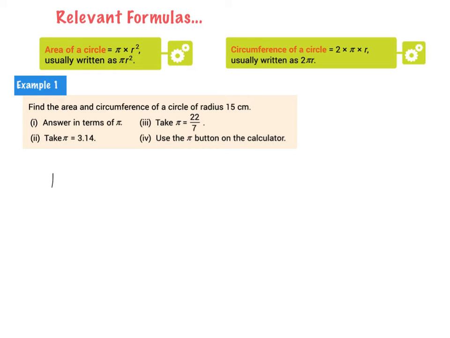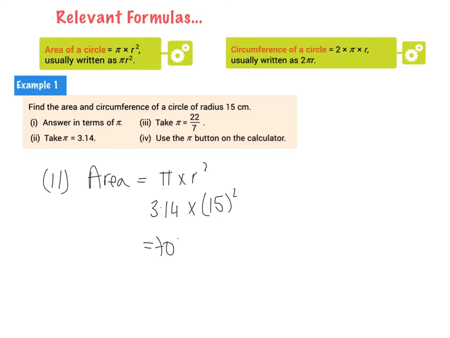Let's have a look now at part 2. So we're told we're going to take pi to be 3.14. Well, in that case, area is pi r squared. Pi is 3.14 times r squared, which is 15. So what we're going to be left with is 706.5 centimetres squared.